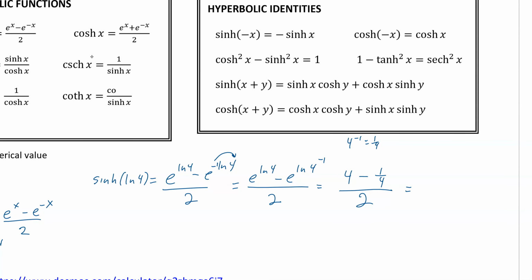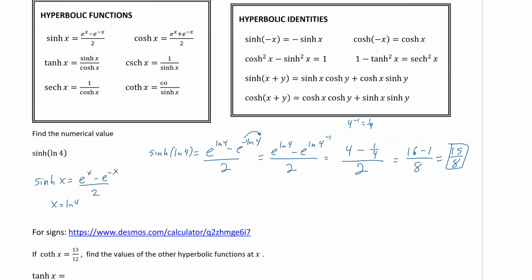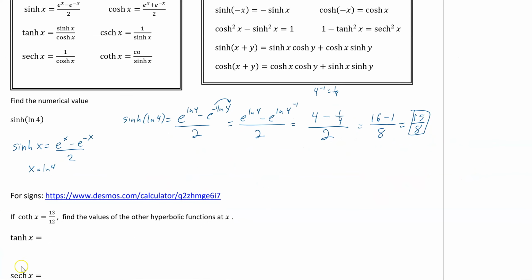Now we can just multiply everything by 4, so this would be 16 minus 1 over 8, and that way it gets rid of that. So 16 minus 1 is 15, and this is 15/8. And we can check this with our calculator to make sure it's correct.